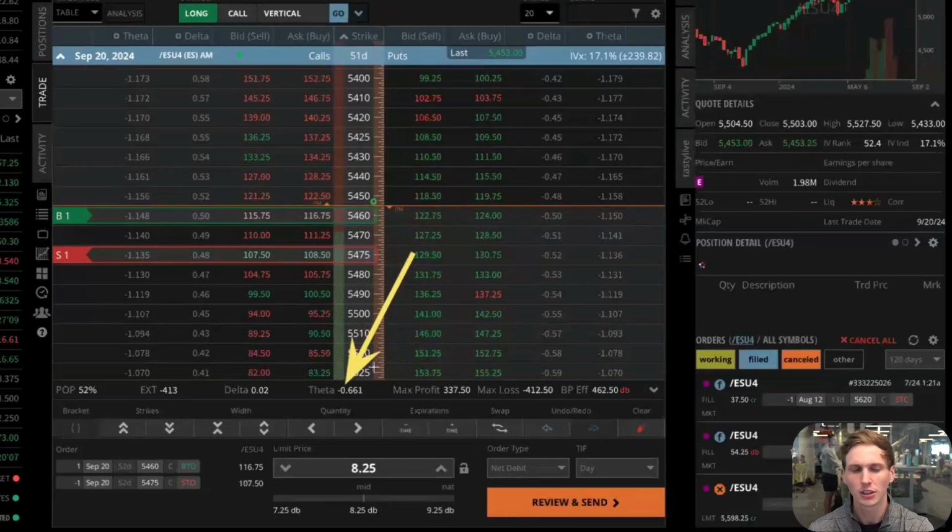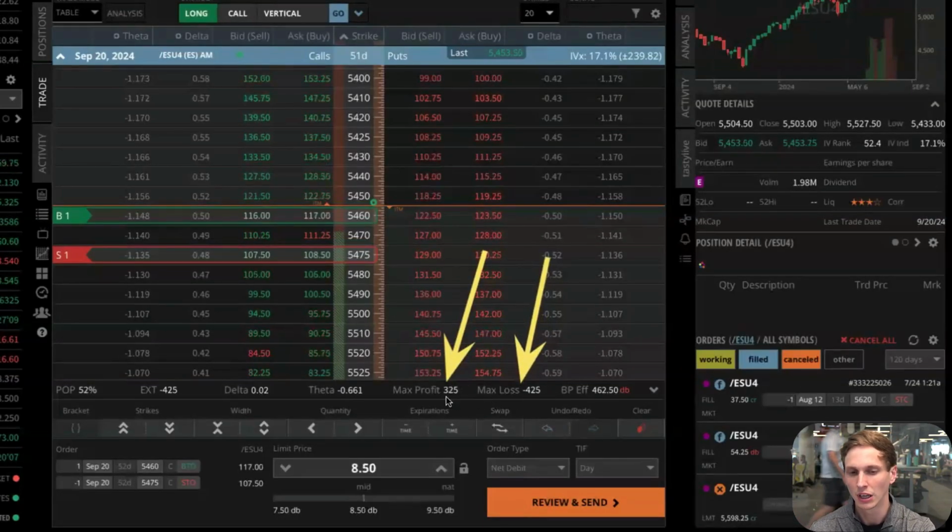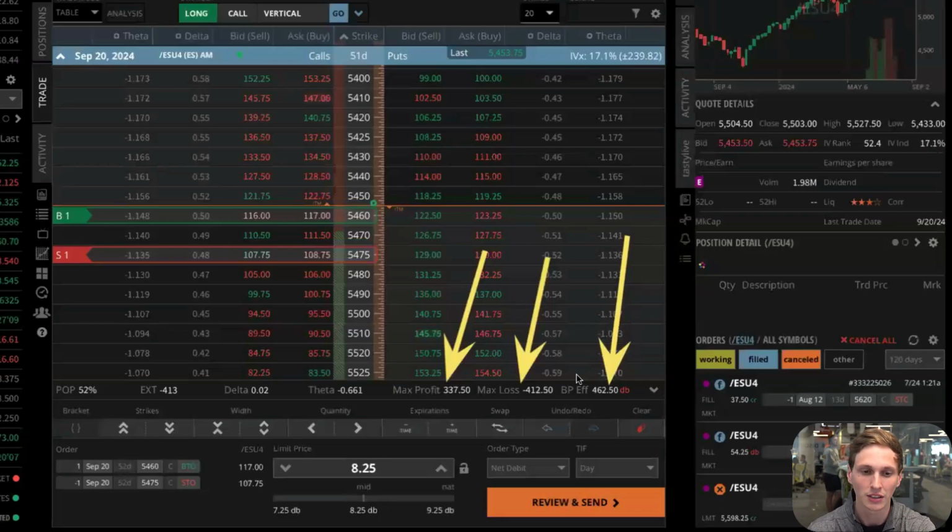We're losing a little bit of money each day due to time decay. Small deltas on this one. And then we can also see our max profit and max loss based on the spread. So our max profit right now, based on our entry price, is right around $350. It's moving as the prices are moving as well. Max loss about $400. And then to open this trade, it's going to take up about $462 in buying power.